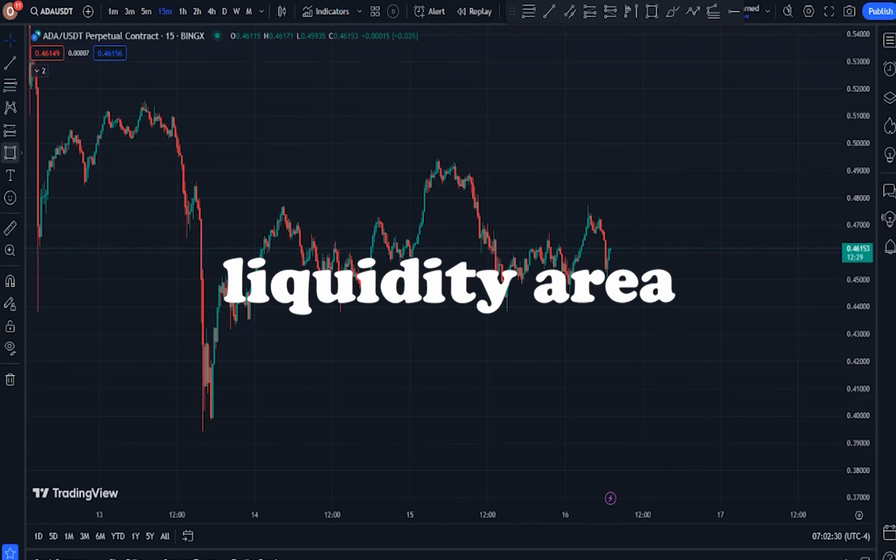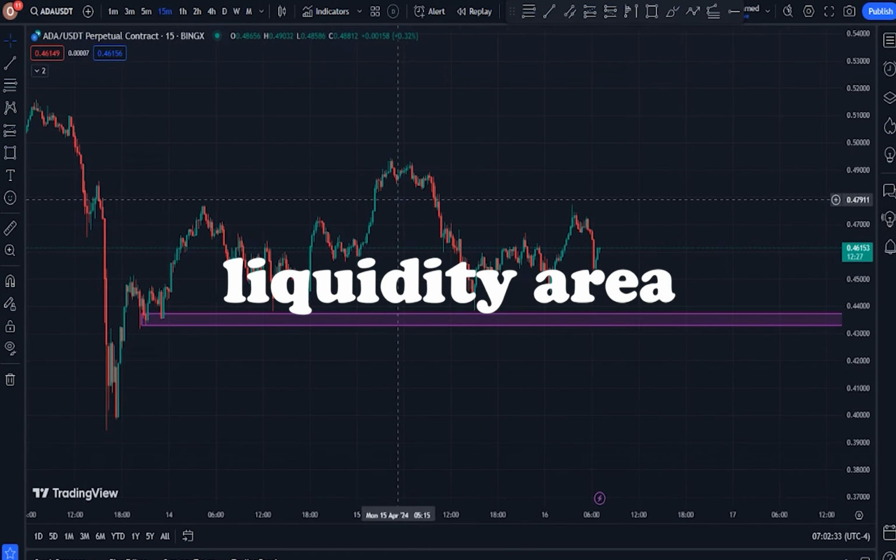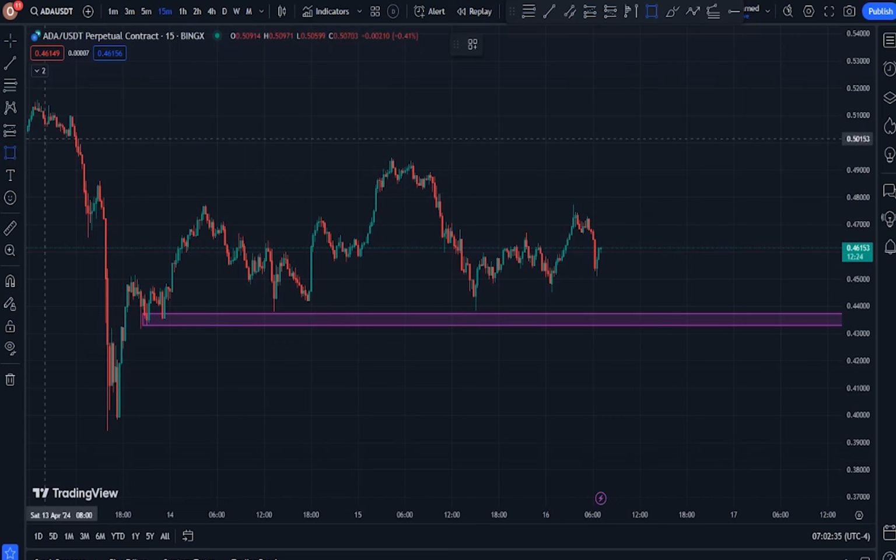In this strategy, exactly copy the movements of the whales and follow their footsteps, because it is much more likely and the level is very reliable.